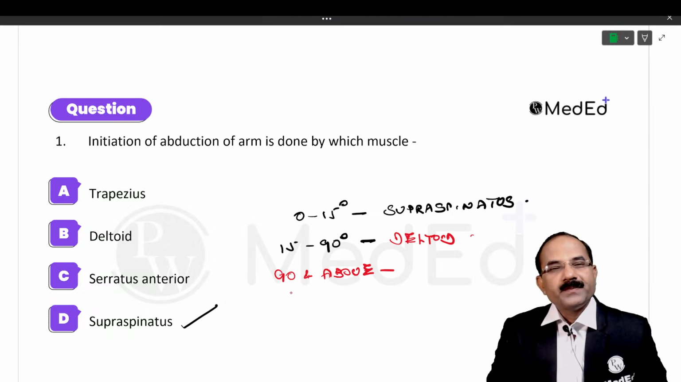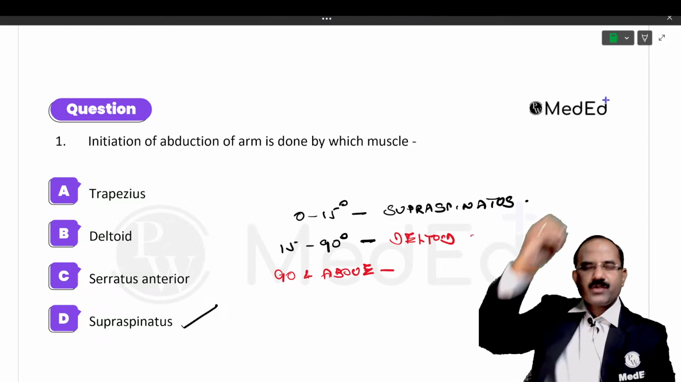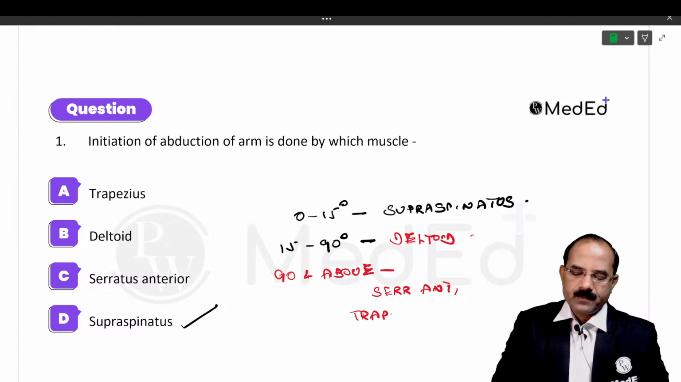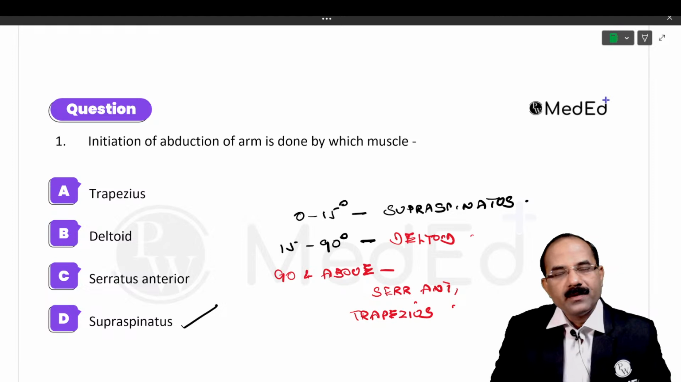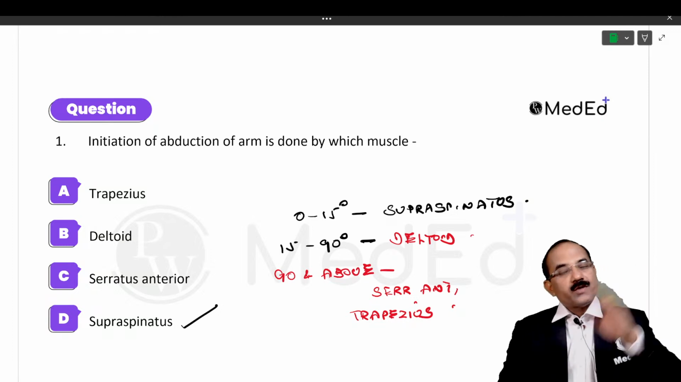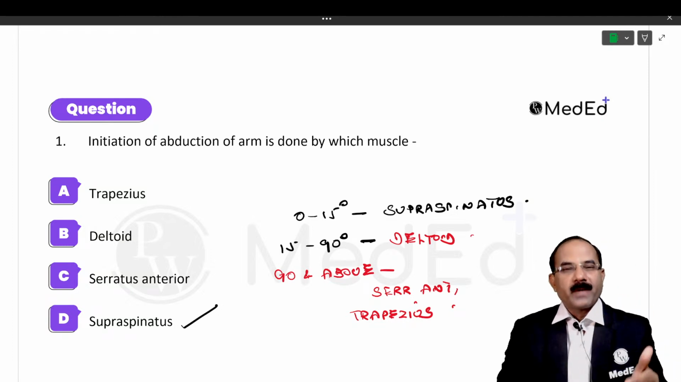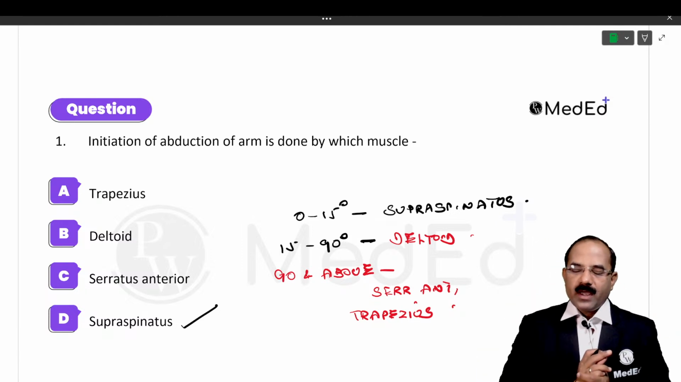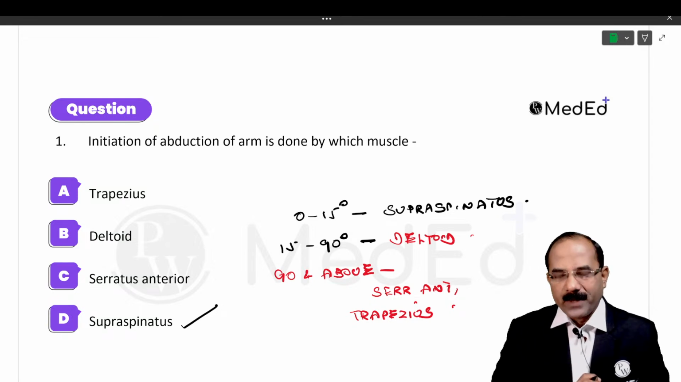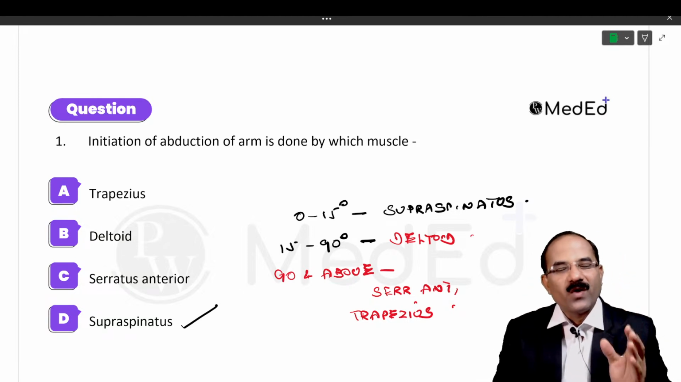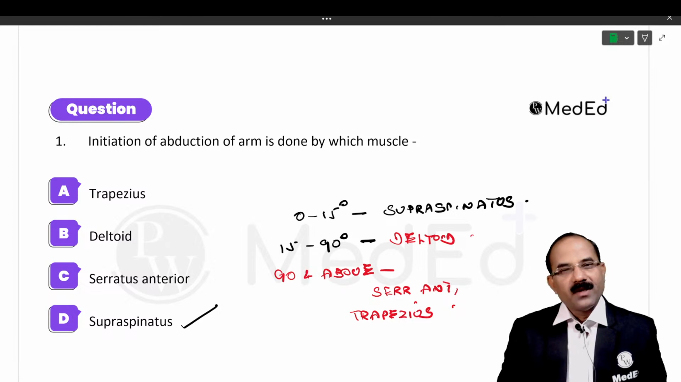And 90 and above, what do we call it? That is overhead abduction of the arm. This is done by serratus anterior, trapezius, and lateral rotation of the scapula. So 0 to 15 degrees of abduction is done by supraspinatus. This is very important. 15 to 90 degrees is done by deltoid, and 90 and above, called overhead abduction, is done by serratus anterior, trapezius, and the lateral rotation of the scapula. Am I clear? Fine. Let's go.